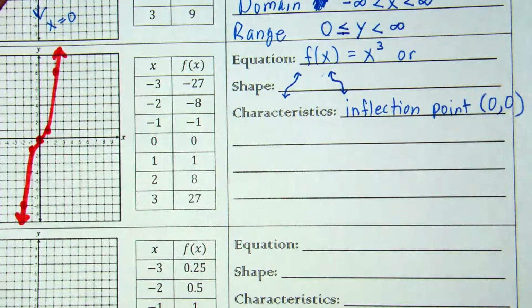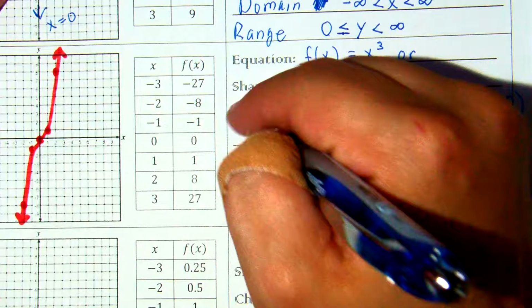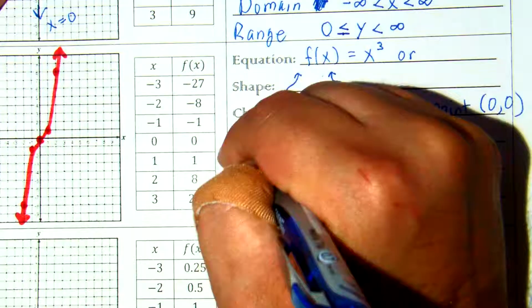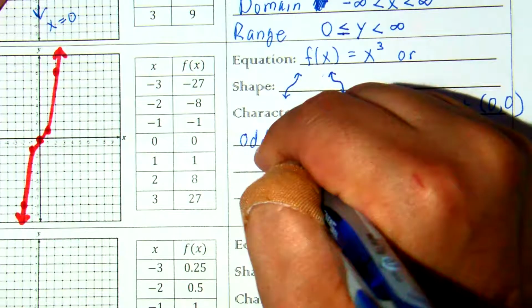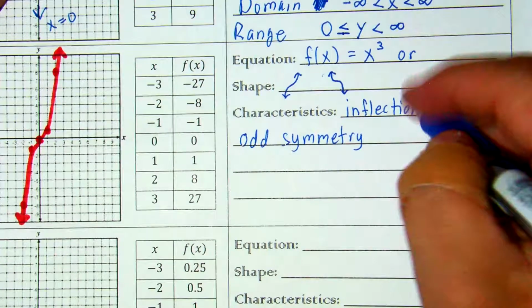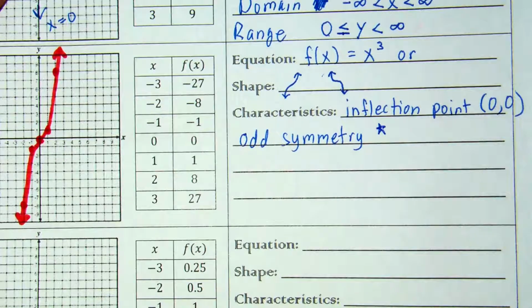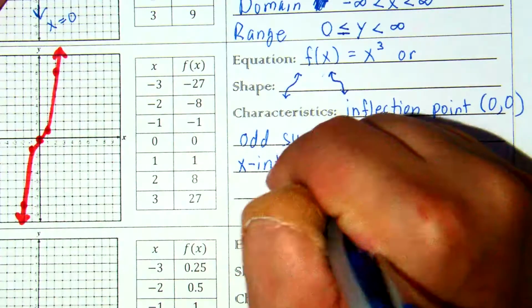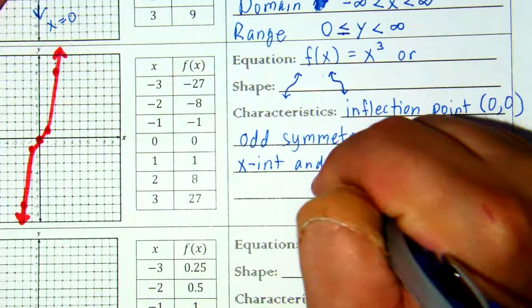So keep in mind, there is symmetry, and so we say that it has odd symmetry, and here just put a little star. That's something that we will go into more detail. I want you to know it has symmetry, it's odd, but we'll talk about what that is later. Last things we can say are x-intercept and y-intercept is still positioned at the origin.